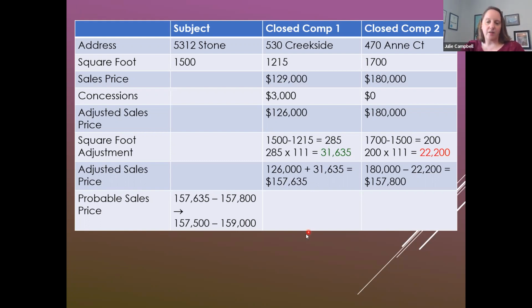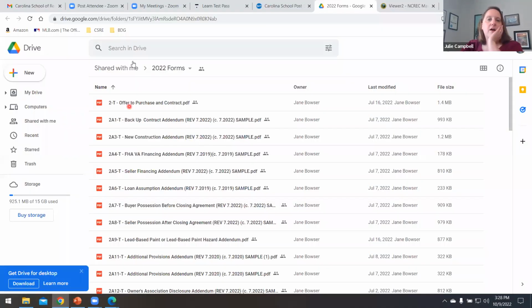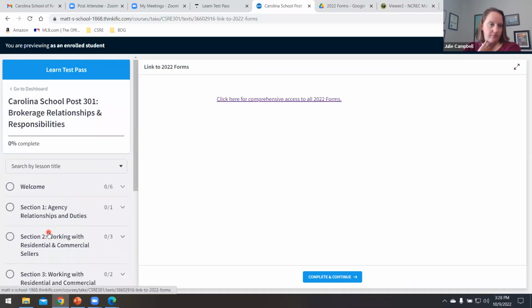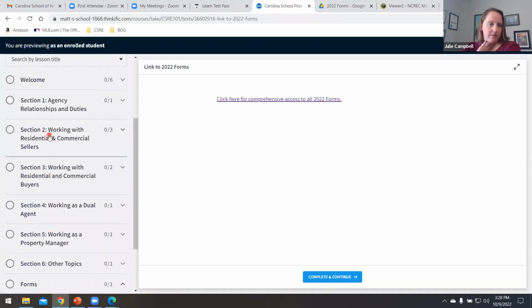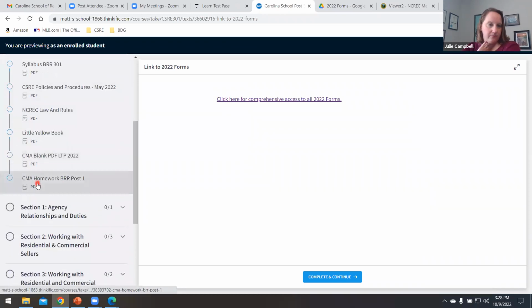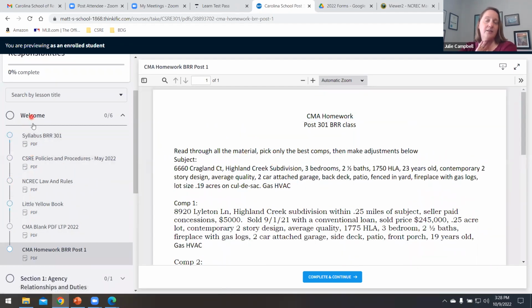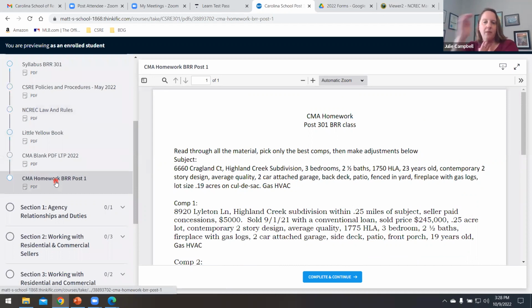Your other homework assignment. I said we get through both of them today, so you guys have the week. Your other homework assignment is in Learn, Test, Pass. It's in the welcome section. And under the welcome section, you have CMA, homework, BRR, post 1, broker relationship and responsibilities, post 1. Is everybody good on where to access this?